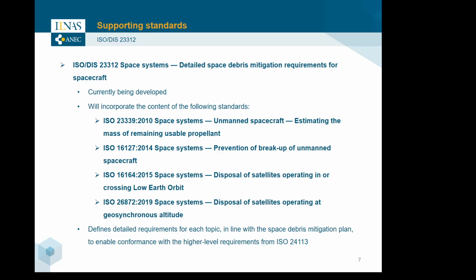This project will incorporate the content of the current standards into one single document. So we have one standard to estimate the mass of remaining usable propellant, one to prevent breakup of unmanned spacecraft, both during and after the operational life, and 2 more standards which propose several options to dispose of satellites from LEO or GSO, depending on what orbit the spacecraft is operating in, so as to minimize interference with the most commonly used orbits, such as LEO or GEO.